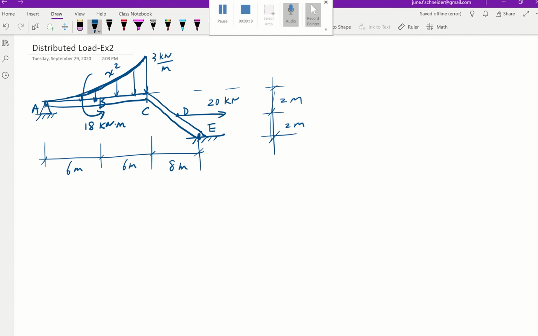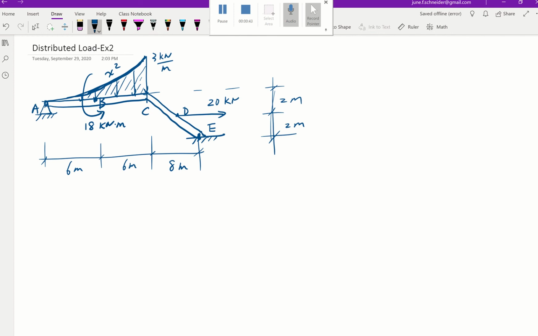All right, so a quick review. How do we solve a distributed load? We're going to substitute it with a concentrated load. And in order to do that, we need to know the magnitude, which is the area underneath the curve. So for this situation, it will be the area underneath the power of 2. And also we need to locate this load, which is at the centroid of this curve.